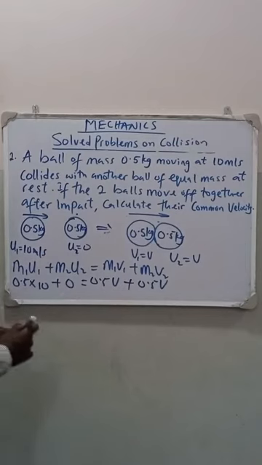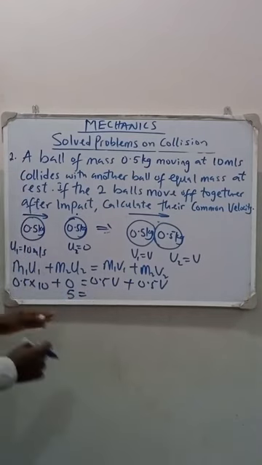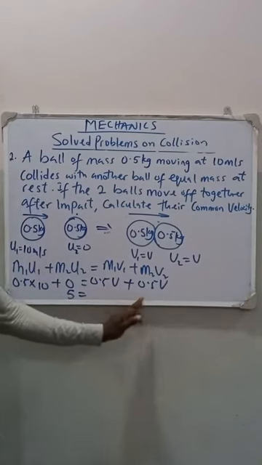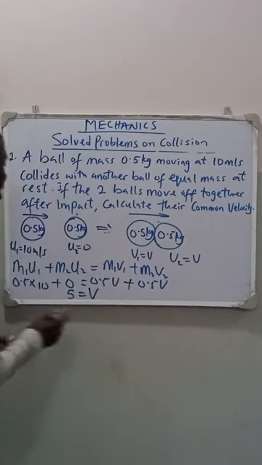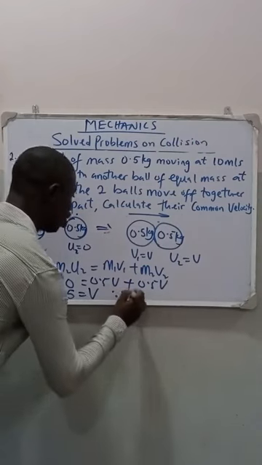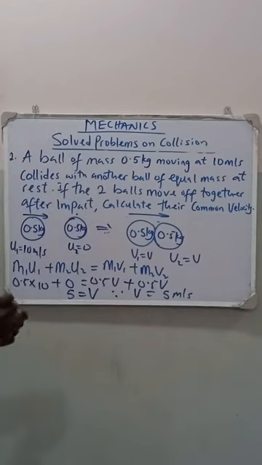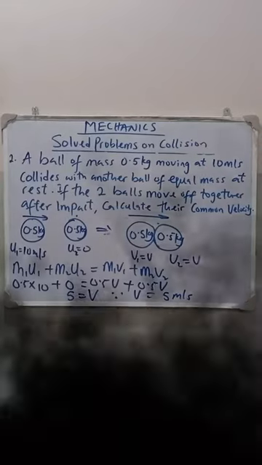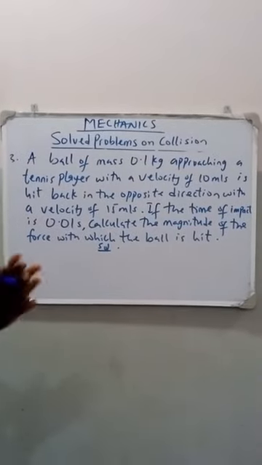So you have 0.5 times 10, which gives us 5, to be equal to 0.5 v plus another 0.5 v. This gives us 1 v, or v. It means that their common velocity is, therefore, 5 meters per second. Thank you. Okay, so the next question, still on collision.